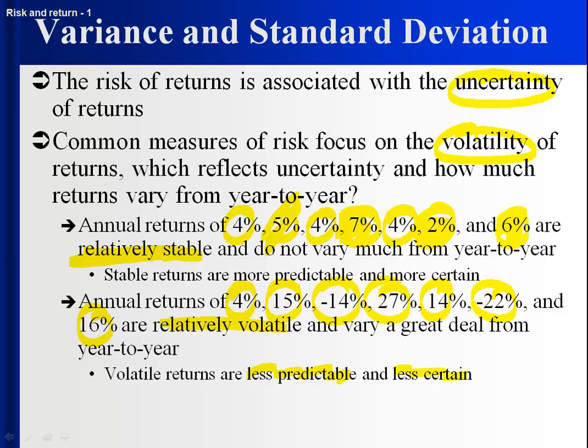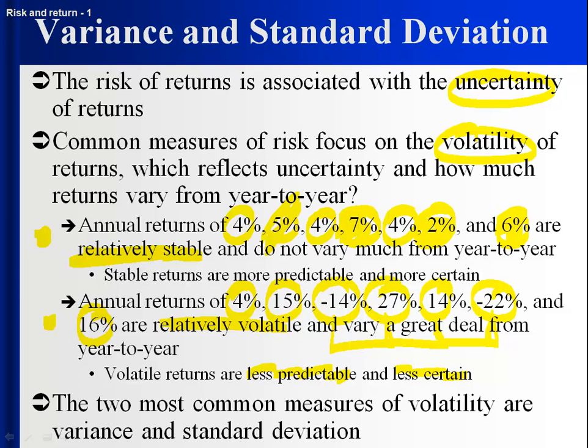When you can go from negative 14 and then jump up to 27, down to 14, and then down to negative 22, they're really bouncing all over the place. So that's what we mean when we talk about volatility and unpredictability. Basically, these are not very volatile and these are relatively volatile.